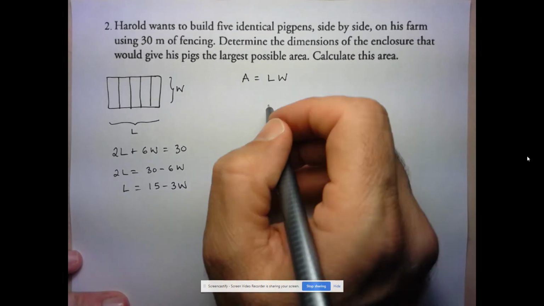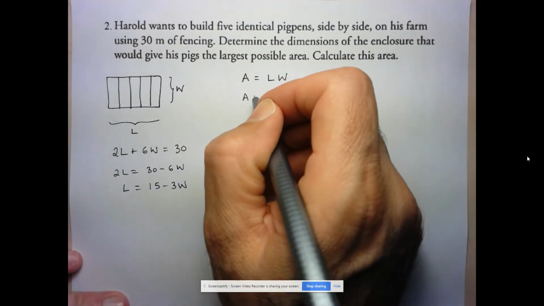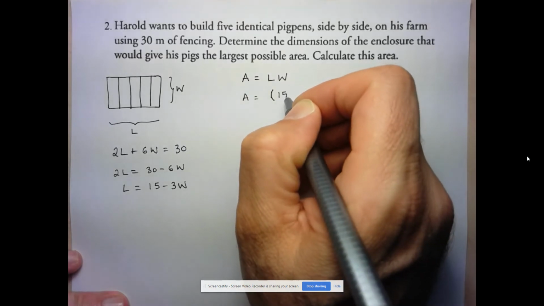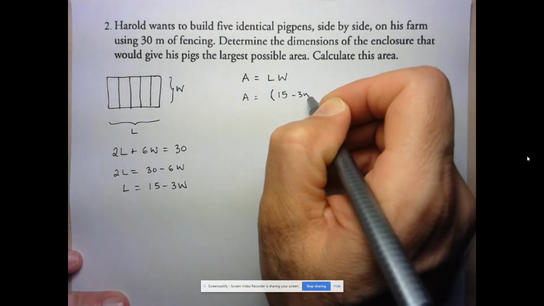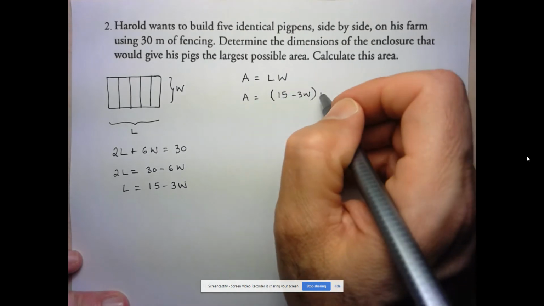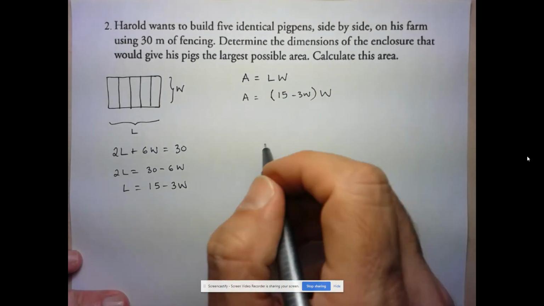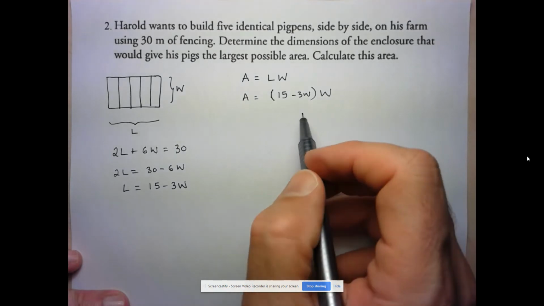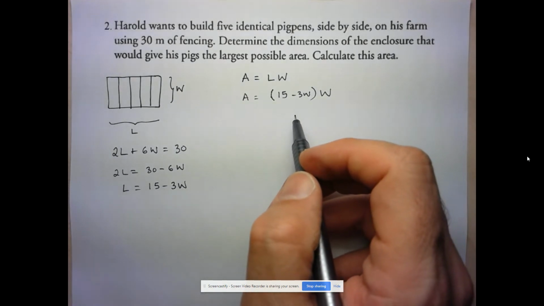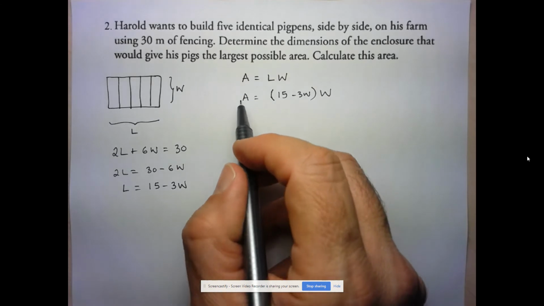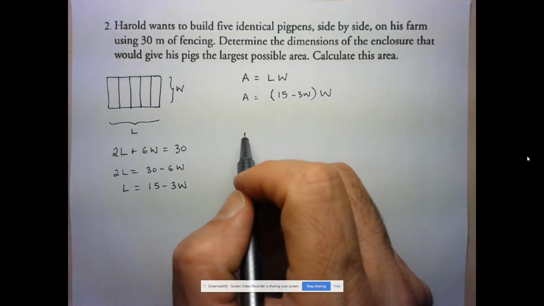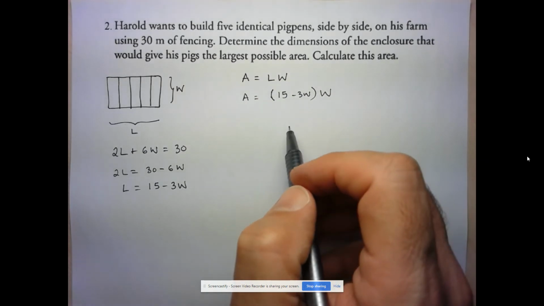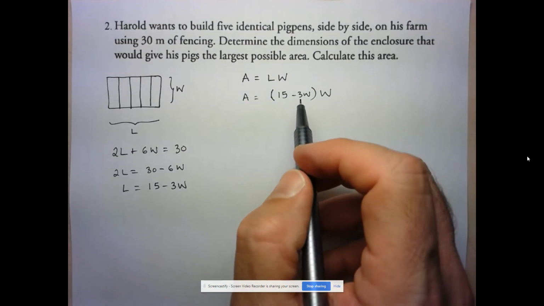And now I'm going to substitute this back into my equation. So area is, I'm going to substitute that with 15 minus 3W. And then I'm going to multiply that by W. Okay, and what do I end up with? A quadratic function, because when I multiply this out, I'm going to end up with a W squared. So notice here, I'm not replacing A by 0. I'm not looking for where the area is 0. I'm looking for where this function is going to be at a maximum. So I need to find the vertex.